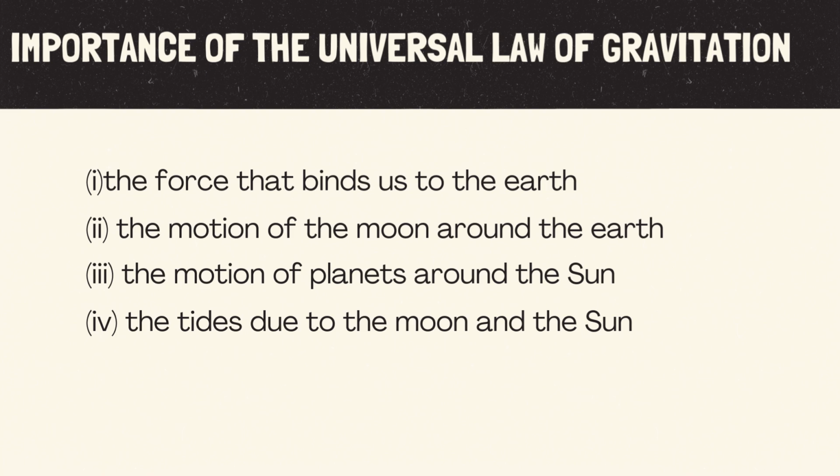The next one is the importance of the universal law of gravitation. Some examples are given here. The first one is the force that binds us to the Earth. Without this gravitational force, we cannot stand on the surface of the Earth. The second one is the motion of the Moon around the Earth, the motion of planets around the Sun, and lastly, the tides due to the Moon and the Sun.